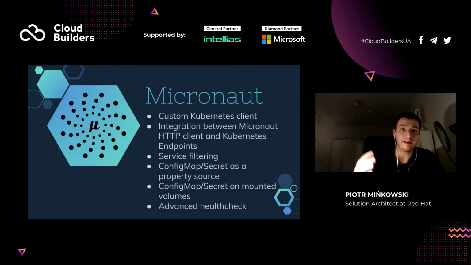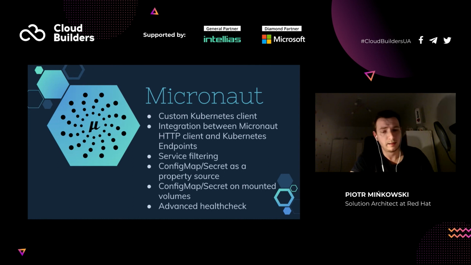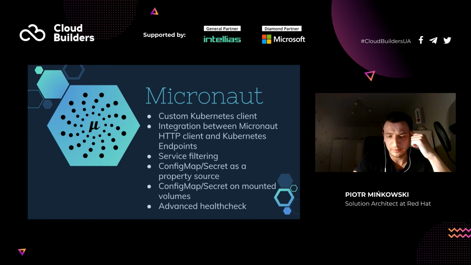One example of such an implementation is a custom implementation of the Kubernetes client. For example, Spring Cloud and Quarkus use a Kubernetes client implementation from Fabric8. So the Micronaut Kubernetes module gives you similar integrations to Spring Cloud Kubernetes. You can integrate with service discovery. You can use config map as a property source. You have advanced health check. You can also use config map and secret as a mounted volume and provide some additional service filtering.